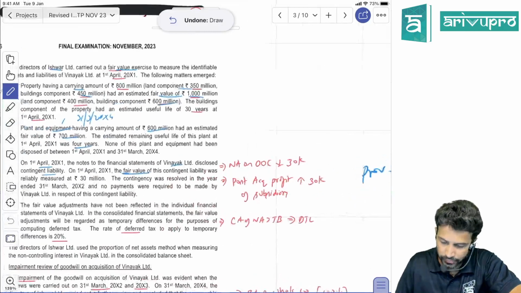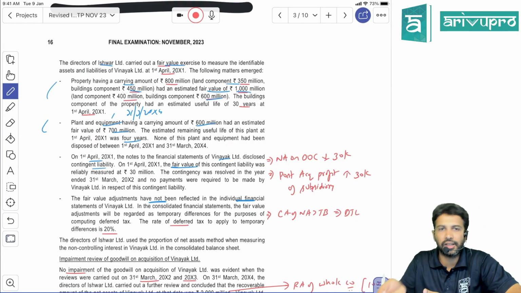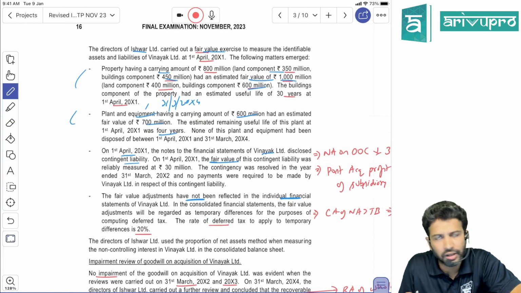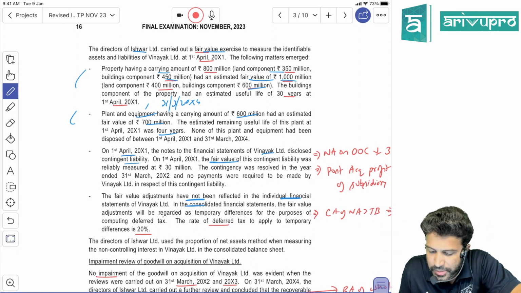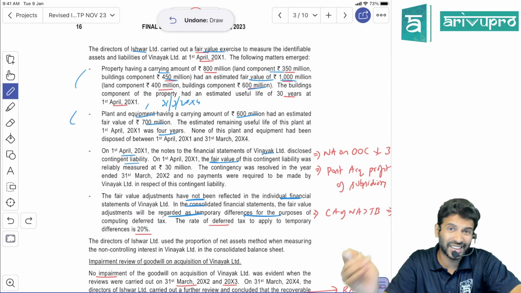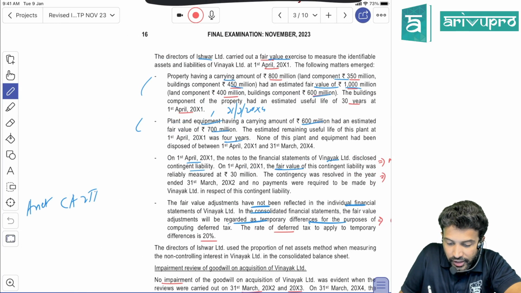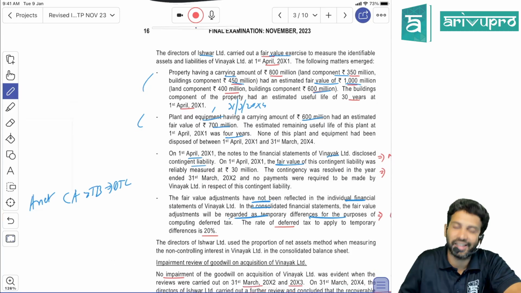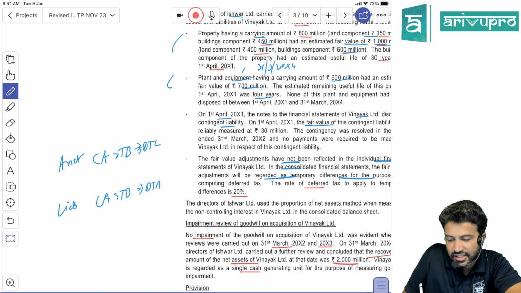Again, we'll cross check. Alright, the fair value adjustments have not been reflected in individual financial statements. That we know, because fair value adjustment is IND AS 103, business combination and consolidation requirement, right? So this is not the requirement in individual financial statements. So subsidiary has not done this. It's okay. Alright, the fair value adjustments will be regarded as temporary difference for the purpose of computing deferred tax. So we already know if any asset's balance increases or decreases, there will be DTA, DTL impact. Yes, we know this. For asset, if carrying amount is greater than tax base, we create deferred tax liability. Yes, sir. Similarly, for liability, if carrying amount is greater than tax base, we create deferred tax asset. We studied all this, correct?